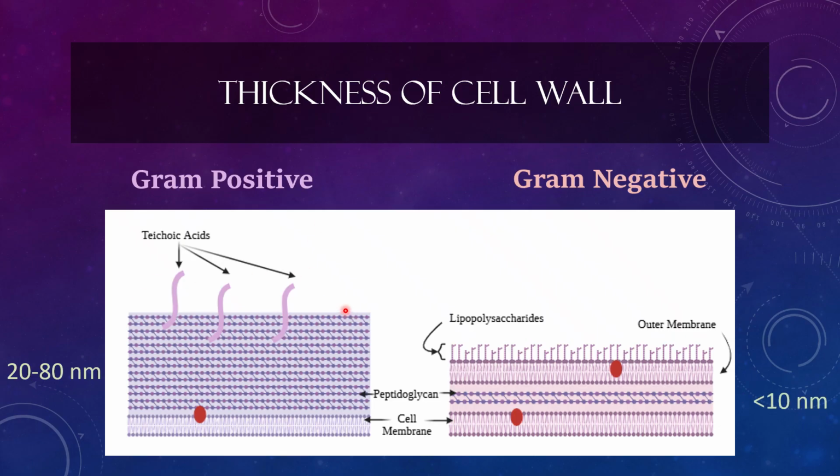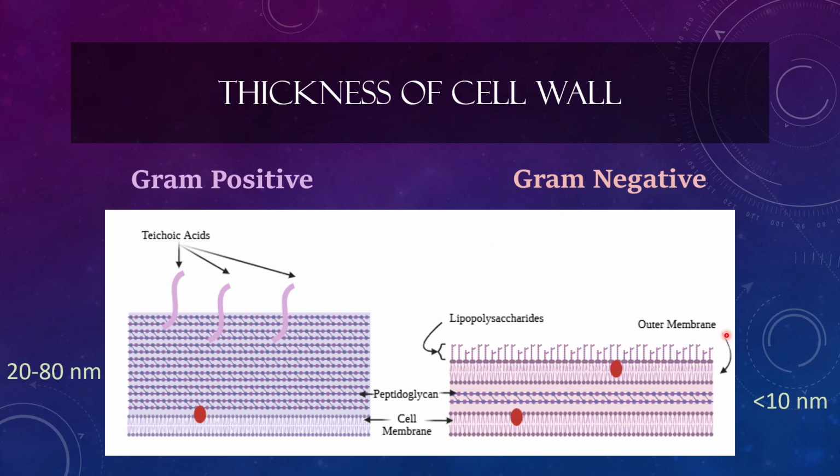The crystal violet, which was the primary stain we used, bound well with the thick peptidoglycan layer and was not washed out with the ethanol while we tried to decolorize it. The gram-negative bacteria, however, due to having very few layers of peptidoglycan, was easily decolorized and stained with the secondary stain, safranin instead, giving it its pinkish red color.